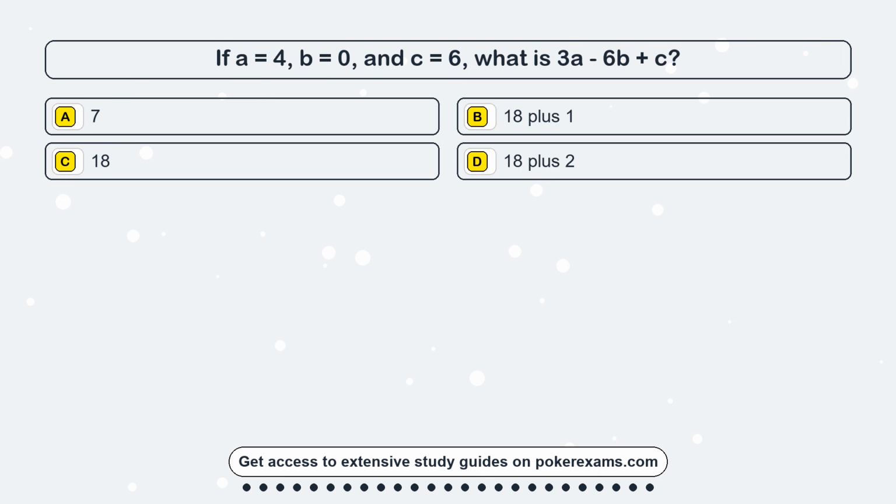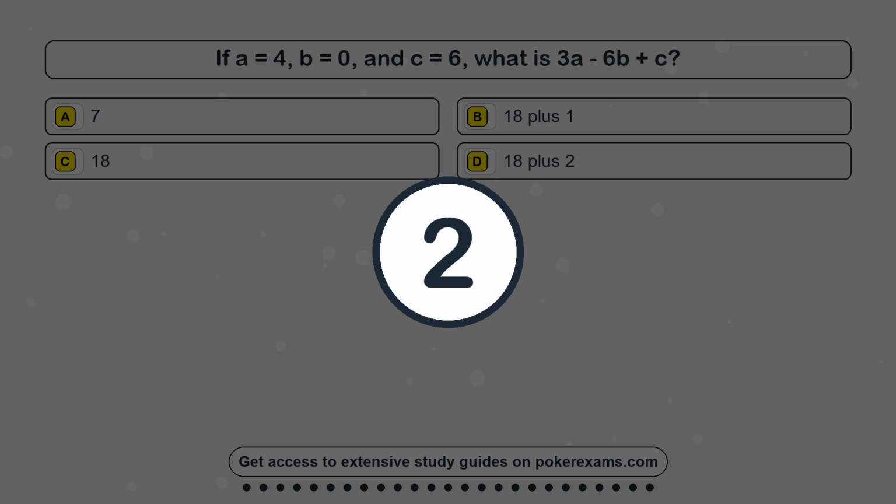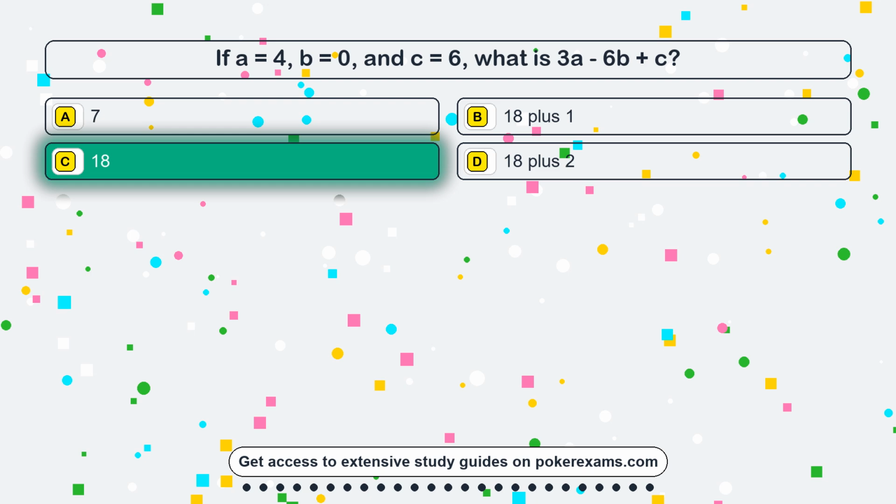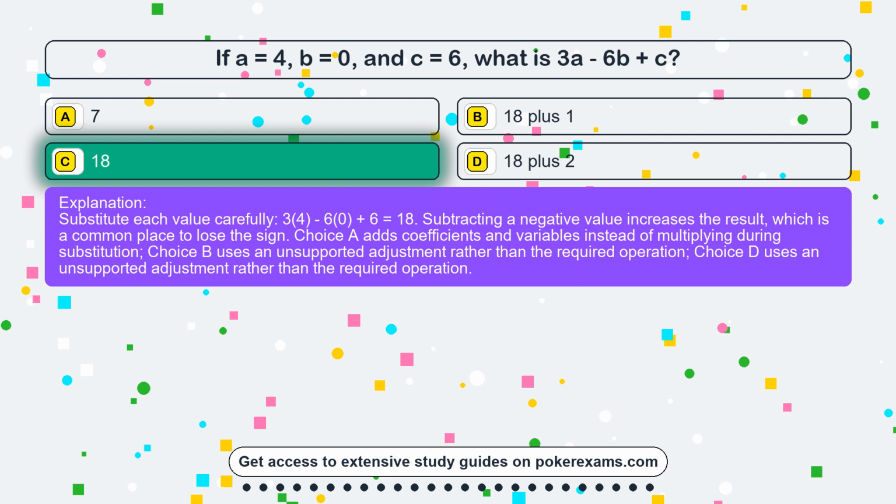Question 8. If A equals 4, B equals 0, and C equals 6, what is 3A minus 6B plus C? Option A 7. Option B 18 plus 1. Option C 18. Option D 18 plus 2. The correct answer is option C, 18. Substitute each value carefully. 3 times 4 minus 6 times 0 plus 6 equals 18.